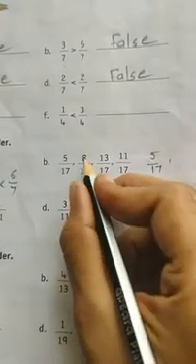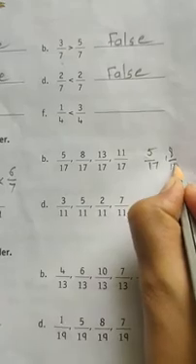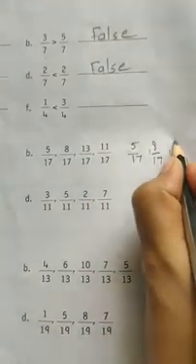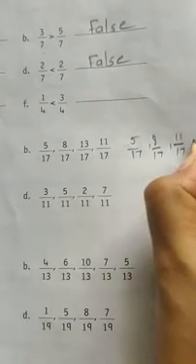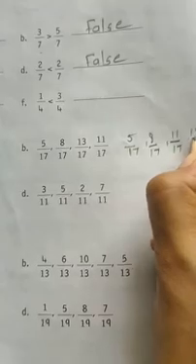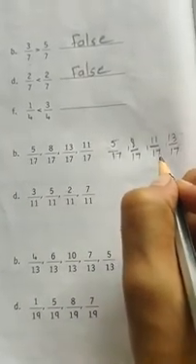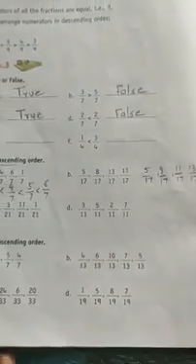After that which one is smaller? 8, 13 or 11? 8. So we will write 8 upon 17. After that which one is smaller? 13 or 11? 11. So then 11 upon 17, and the last one is 13 upon 17. So this way we can arrange the given fractions in ascending order.